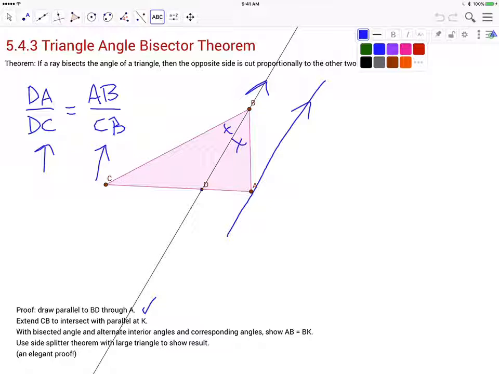So I'm going to take, let's see if I can do this in a slightly different color, I want to extend CB so that it intersects with, let's see if I can do this a little longer. Okay. And so this is point K.